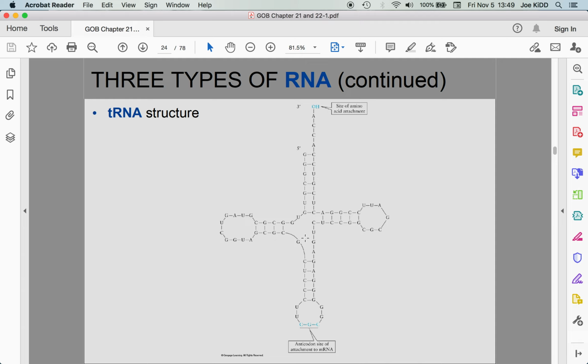So here's a structure of tRNA. You can understand why it's called tRNA. It's shaped like a T, and there are two different sites on it. We have the 3' side where we have the amino acid attachment, and then we have the codon site attachment. This is where the tRNA would attach to the mRNA to make sure that we're getting the right amino acid.